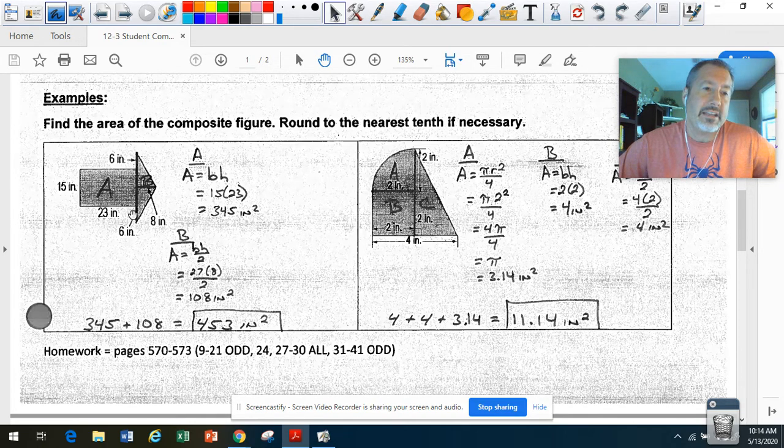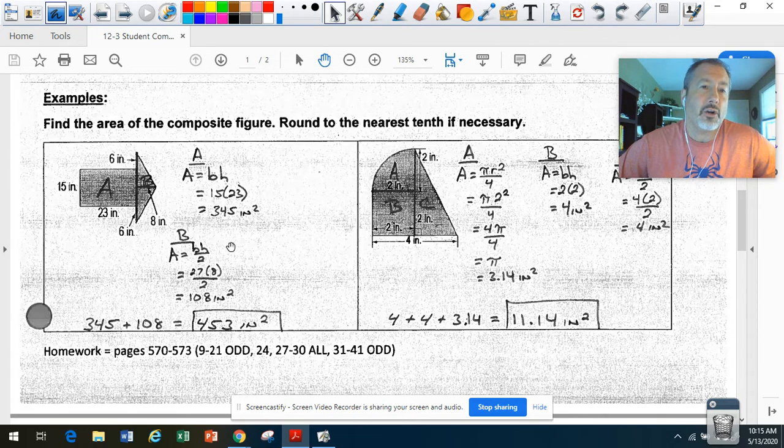As you see, it's just a rectangle. And we see the base is 23, height is 15, area equals base times height, which is going to be 15 times 23. 15 times 23 is 345 inches squared. Remember, our units of measurement in area are always squared.